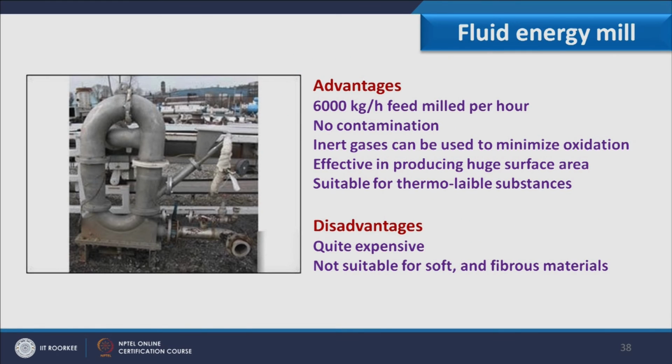So, here we have the advantages and disadvantages of fluid energy mill. The advantages are: it can handle 6000 kg per hour feed, it has no contamination, inert gases can be used to minimize oxidation, it is effective in producing huge surface area and suitable for thermolabile substances. Disadvantages include: it is quite expensive, and it is not suitable for soft and fibrous material.